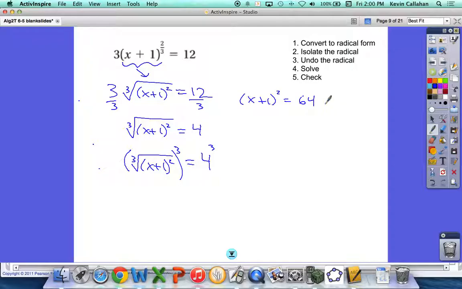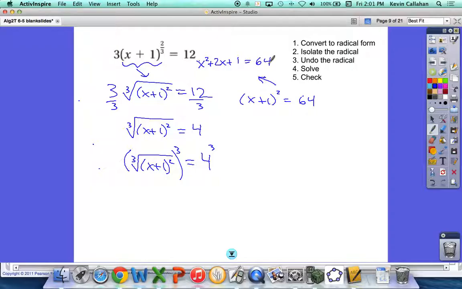Now, we still have to solve for the x. And you could do this, right? Well, how do you simplify (x plus 1) squared? If you were just given (x plus 1) squared and told to simplify it, what would you do? You would FOIL it. (x plus 1) times (x plus 1). If you did that, you would get this. I'm going this way because that's not what we're going to do. But you would get x squared plus 2x plus 1 equals 64.